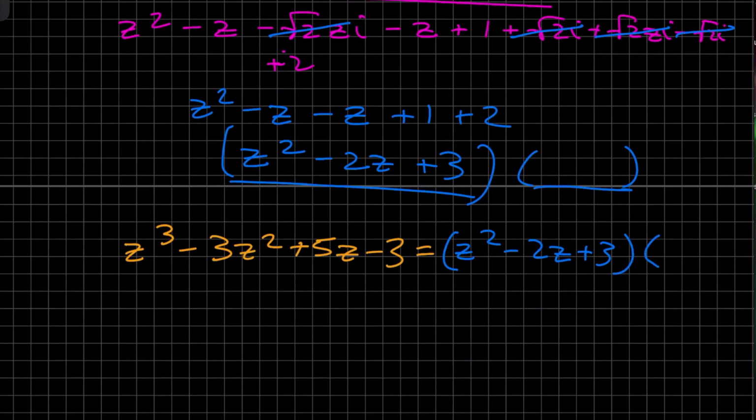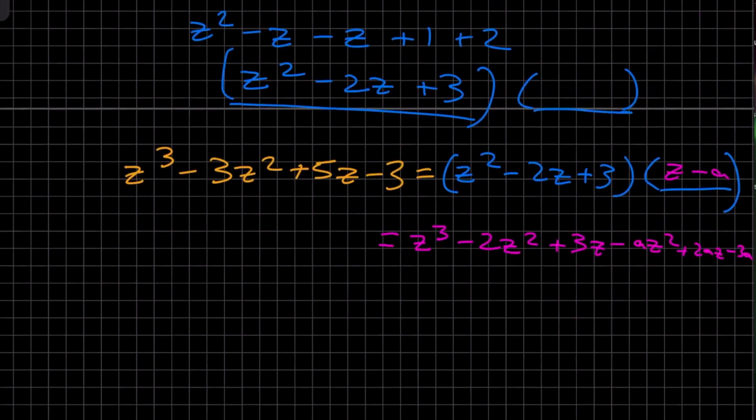times a factor over here. Again, to solve for this factor, which would be in the form z − a, we can use our equating coefficients method to find our factor. So let's go through this together. If we were to expand these two brackets, we would get z³ − 2z² + 3z − az² + 2az − 3a.